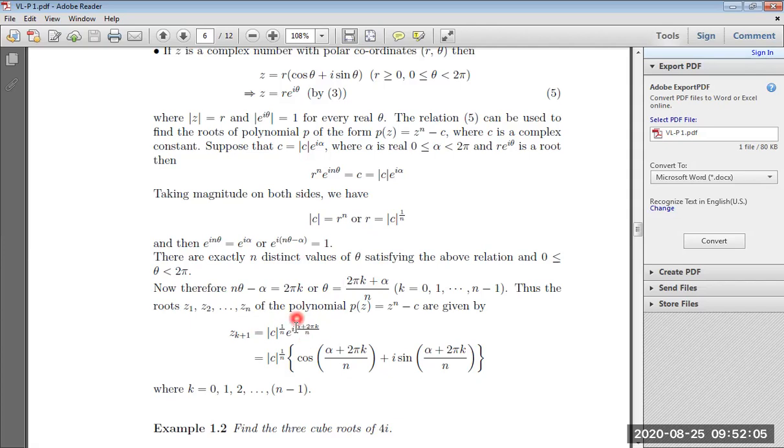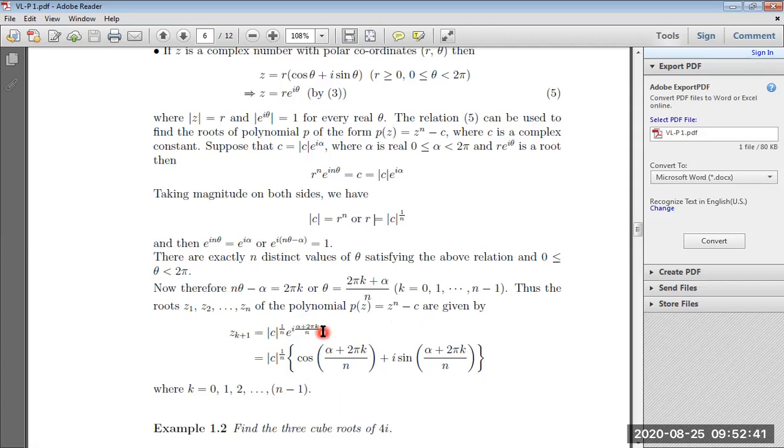Now, use the definition of e to the power i theta. So that is cosine of this angle plus i into sine of this angle, alpha plus twice pi k upon n. Take this value of k from 0 to n minus 1. So that gives n roots of this polynomial equation, z to the power n minus c. Just put k is equal to 0, k is equal to 1 here. You will get all the roots of the given equation.